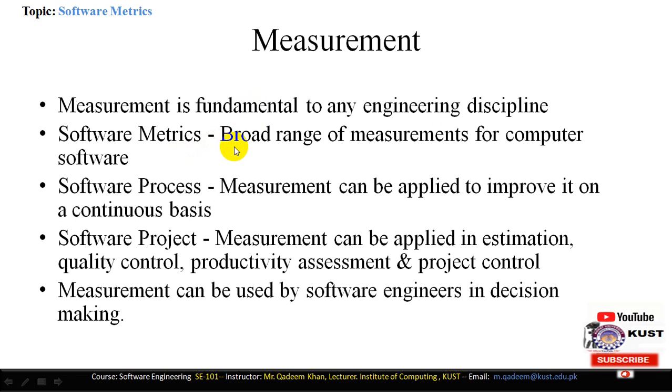So software metrics is a broad range of measurements for computer software. The metrics are used to measure the computer products or the software. Software process measurement can be applied to improve it on a continuous basis. For example, in a software process we have many phases, right?